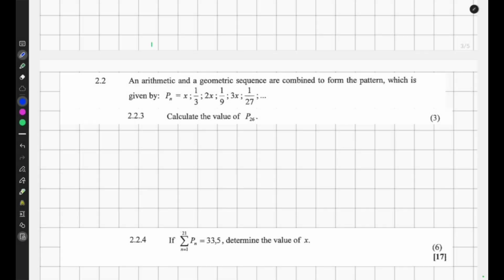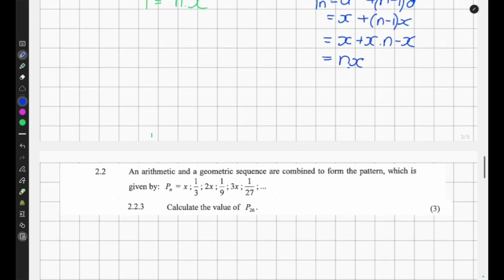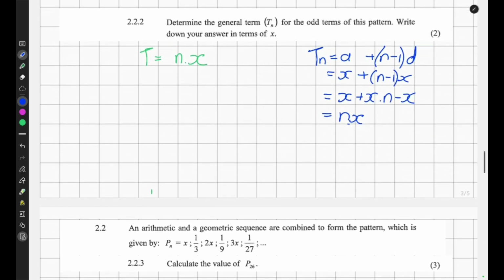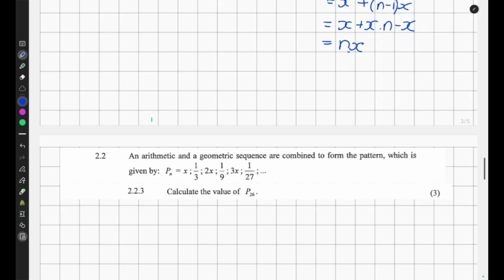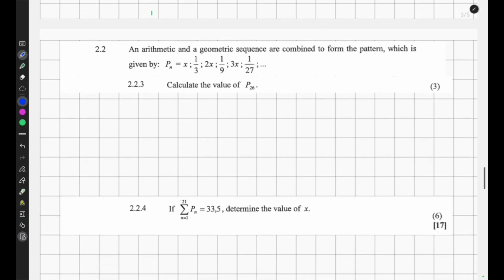Question 2.2.3, calculate the value of P26. Okay, so the 26th term. In the previous question, we worked with all the odd positioned terms, so T1, T3, T5. Now, if they're asking me for P26, I'm going to work with all the even number terms, and I know this sequence is going to be 1 over 3, 1 over 9, 1 over 27. And they are asking me for the 26th term.